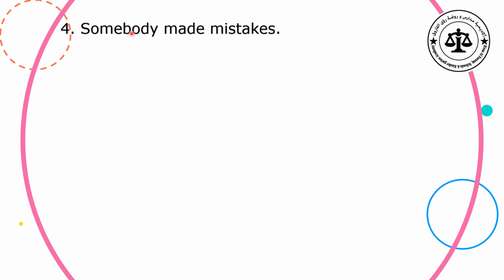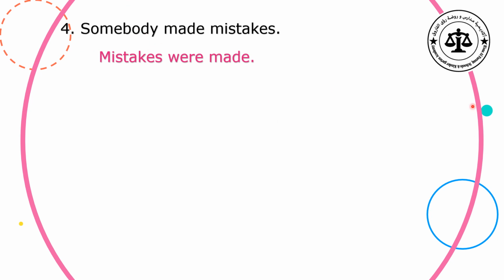Number 4. Somebody made mistakes. Somebody is the subject, made, verb 2, mistakes, the object. Okay, the new sentence will be, excellent, mistakes were made. Mistakes جمع. So we used were, made, verb 3. Look here, I didn't write by someone. Why? Because the subject is not important.